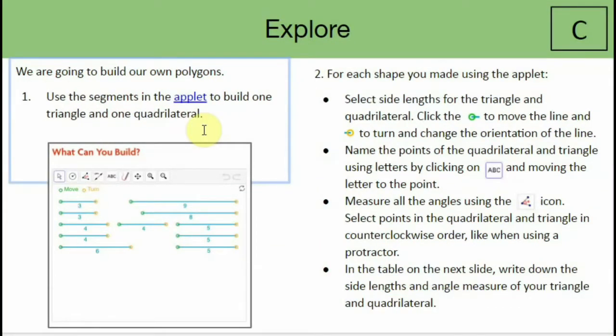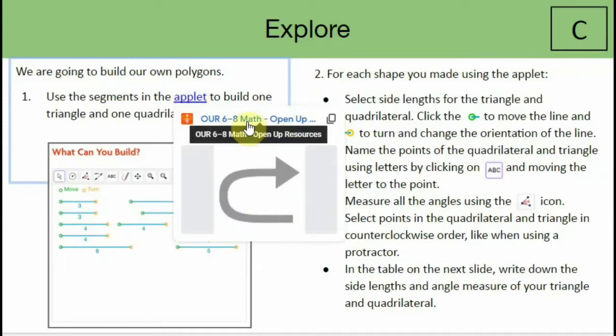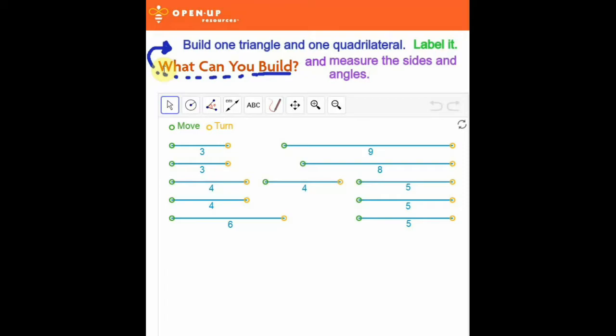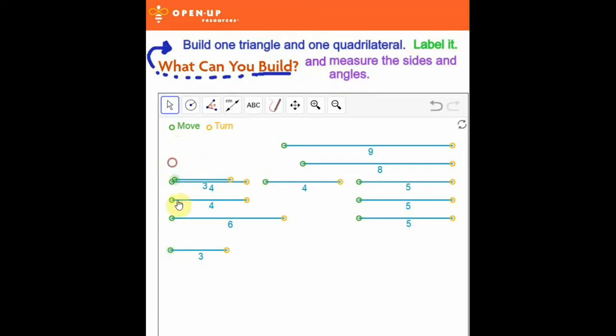Let's do a couple of examples together. Let's click this applet link here, and click it again. And here we are in the Open Up Resources applet. We've been asked in slide C to build one triangle and one quadrilateral, to label them, and measure the sides and angles. We move the line segments around by grabbing the green little circle here, and we can then rotate or turn them using the yellow little circle here.